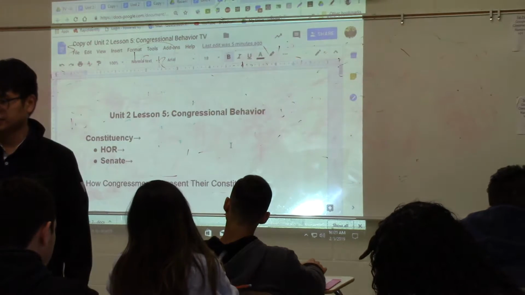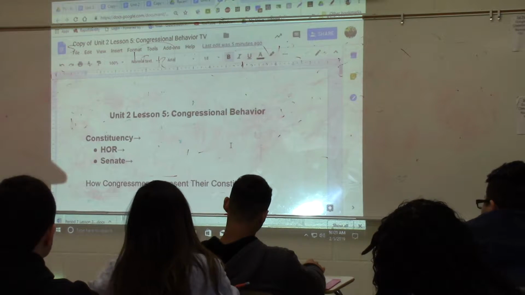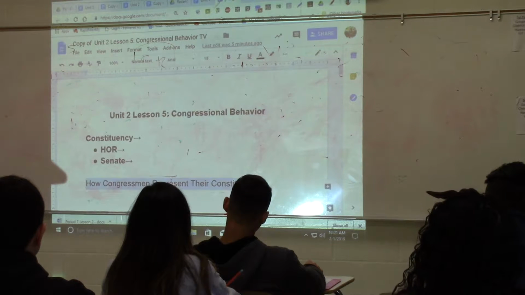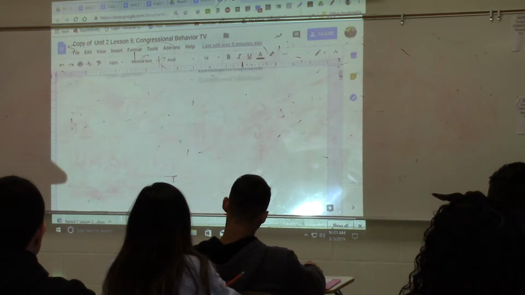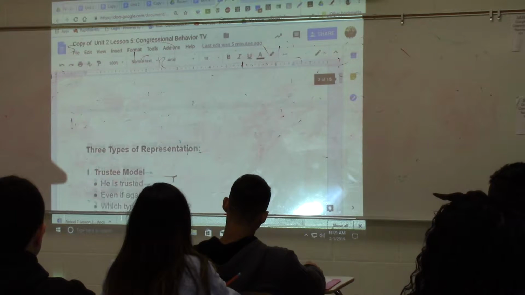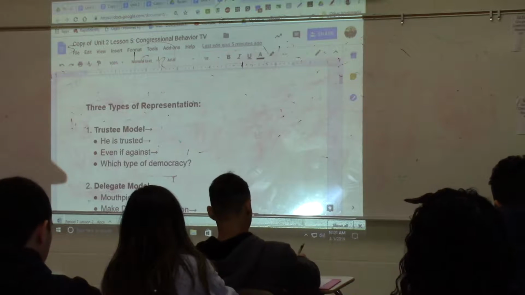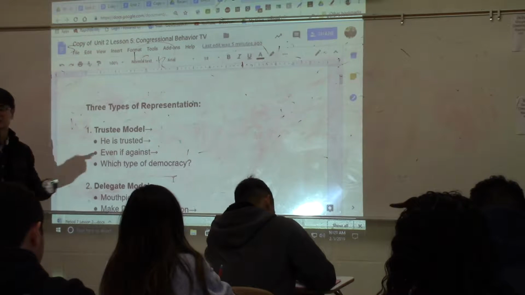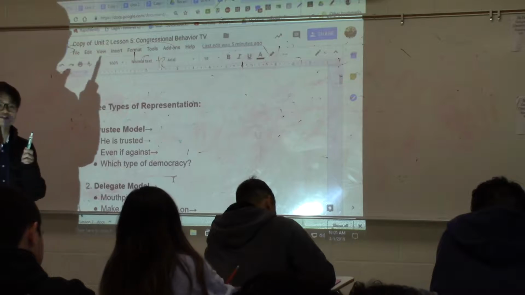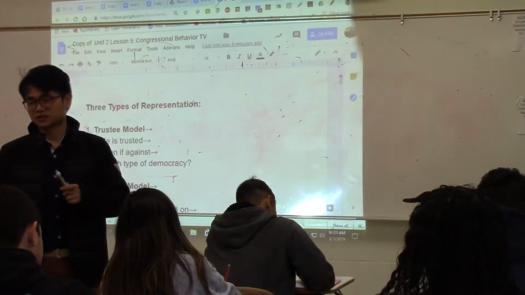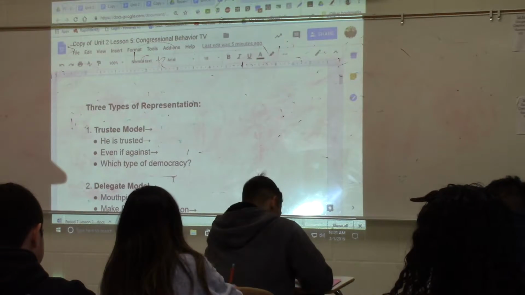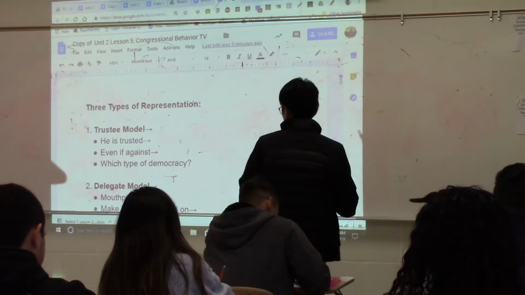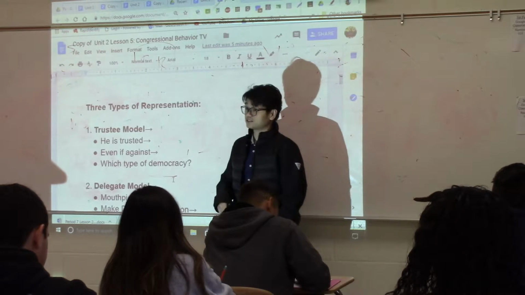Congress. These models you need to know because they're always a question on AP exams. There are three models of congressional behavior in the United States. The first one you need to remember is the trustee model. The trustee model calls for a congressman to be trusted by his constituency to make the correct decisions for his or her constituents. So in a trustee model, the congressman, the person representing the people, is trusted to make the correct decisions.